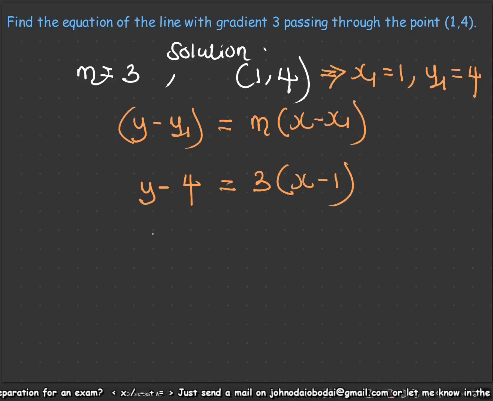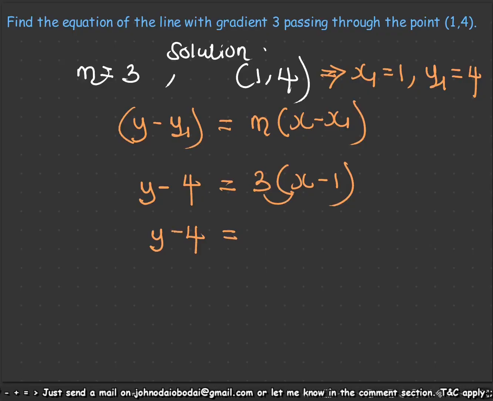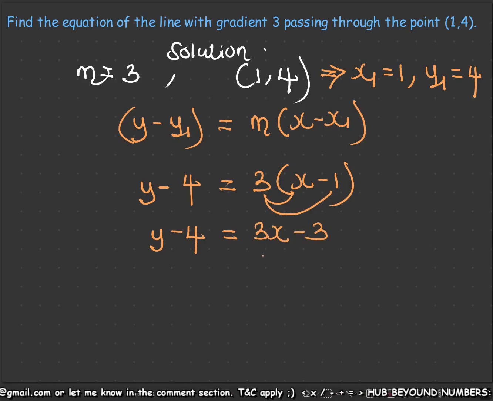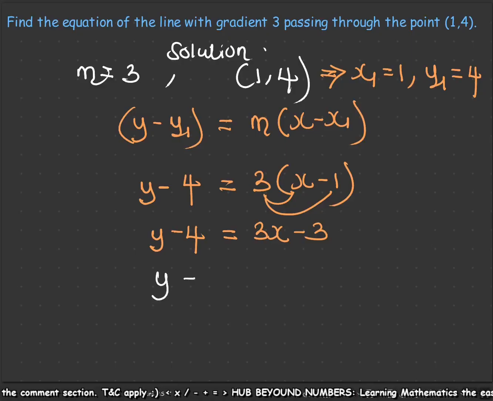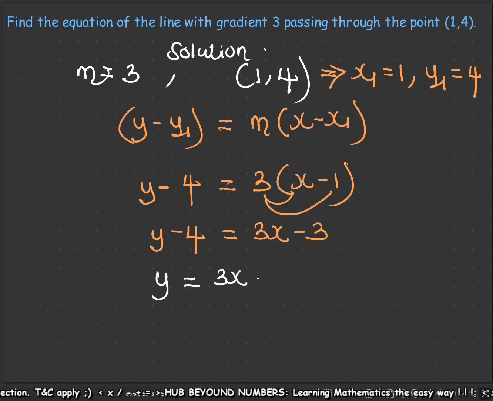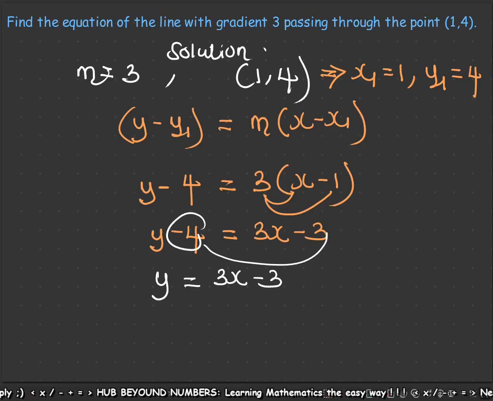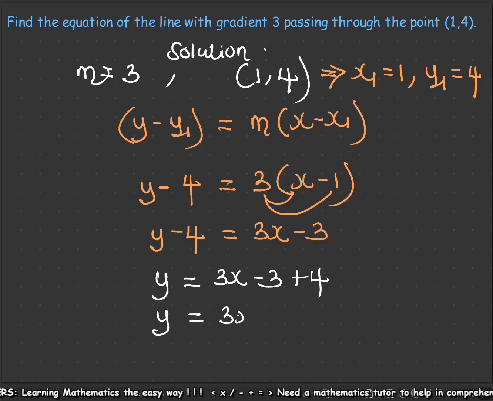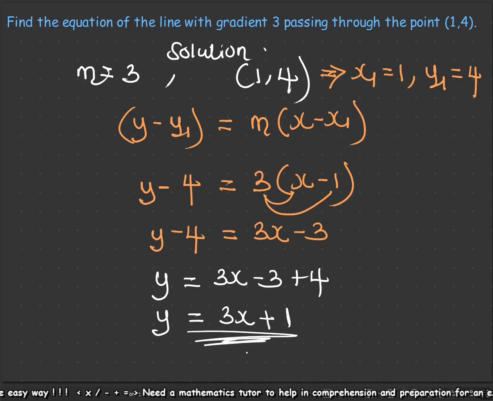So you're going to have y minus 4 being equal to 3 multiplied by x, and then it also multiplies -1 to give us 3x, then minus 3. Then trying to make y the subject, we are going to get y being equal to 3x minus 3, then this 4 moves all the way to the other side so that it becomes a positive 4. Simplifying further, we have our y being equal to what? 3x plus 1. And this here is the equation we are looking for.